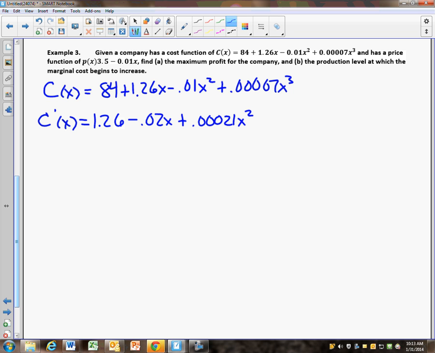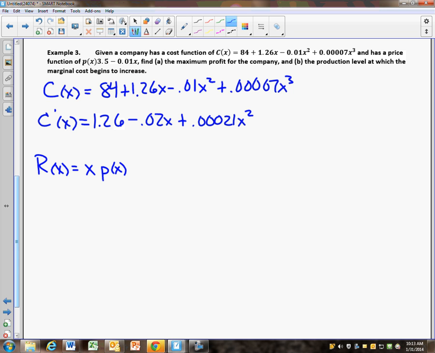We have 3 zeros in there. We multiply 7 by 3, we get 21. So that's my marginal cost function. I don't have marginal revenue. I don't have a revenue function. All I got is a price function. Very good. R of X is equal to X times P of X.